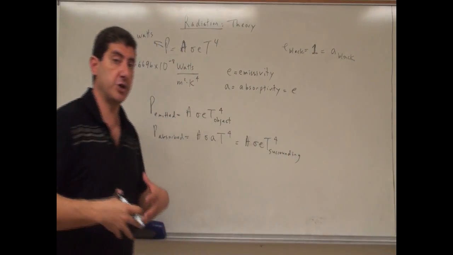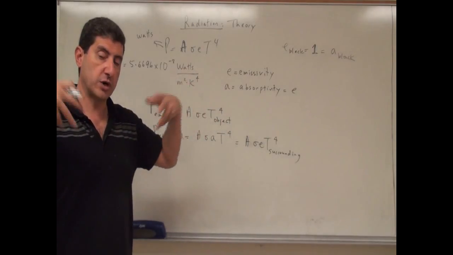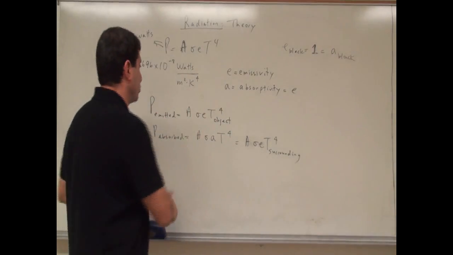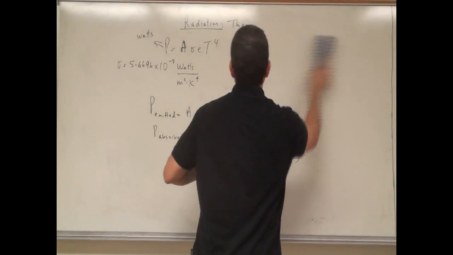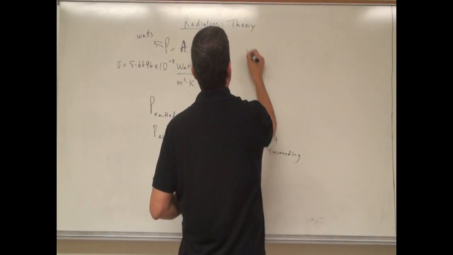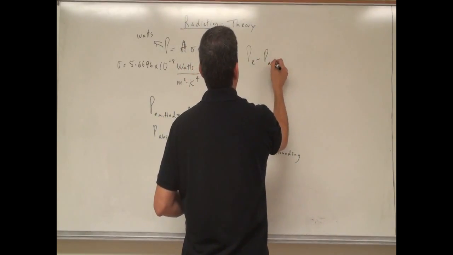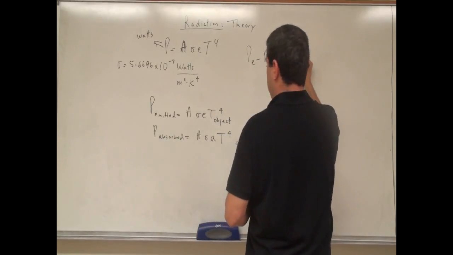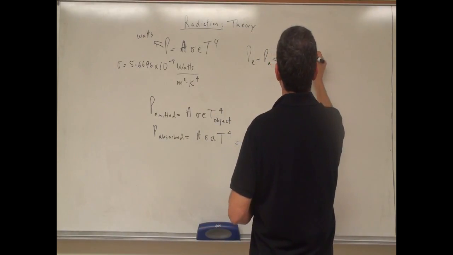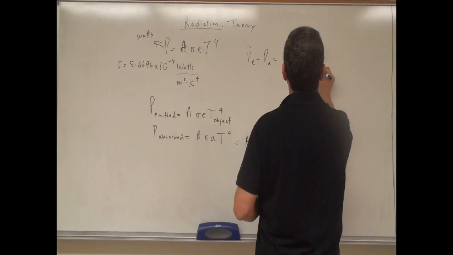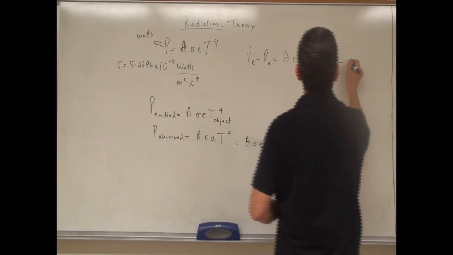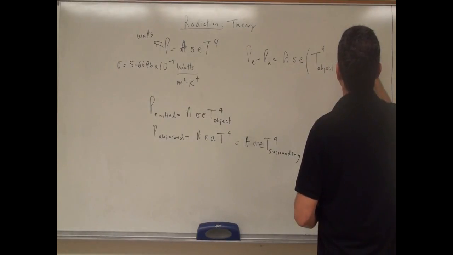So the total power that you're going to radiate and the total power that you are absorbing, you take the difference of the two, right? So this is going to equal the power emitted minus the power absorbed, which equals A sigma E T to the fourth, this is the object, right? And then minus T of the surrounding to the fourth.